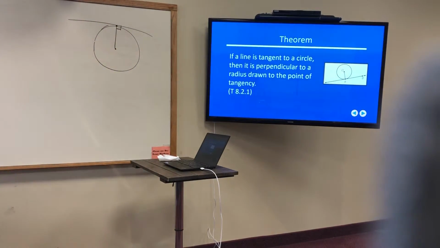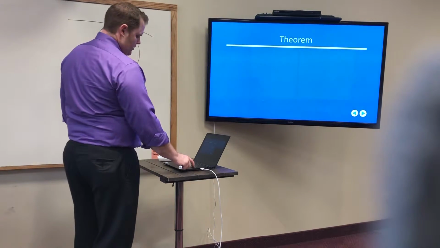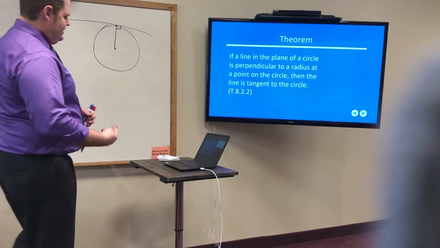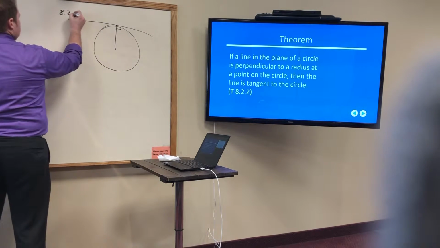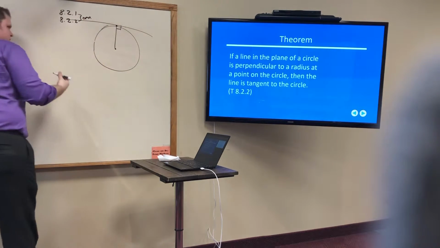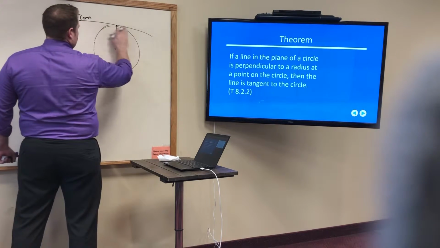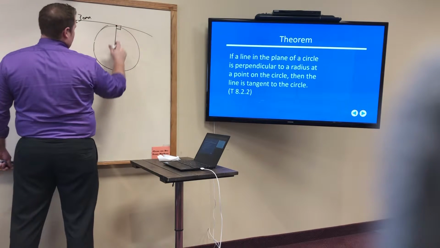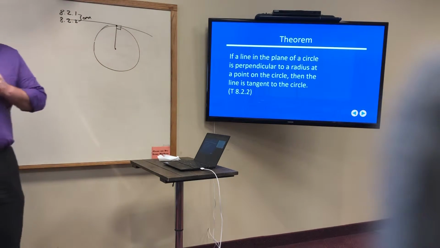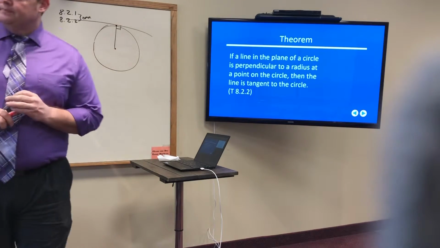So, a tangent line is tangent to the circle, and it's perpendicular to the radius drawn at the point of tangency. Next theorem. If a line in the plane of a circle is perpendicular to the radius at the point on the circle, then the line is tangent to the circle. So 8.2.1 and 8.2.2 are opposites. Think about it. The first time we said that if it's a tangent line, then it is perpendicular. Now what it's saying is if it's perpendicular, then it is a tangent line. That's important for you to remember. They're the opposite of each other.